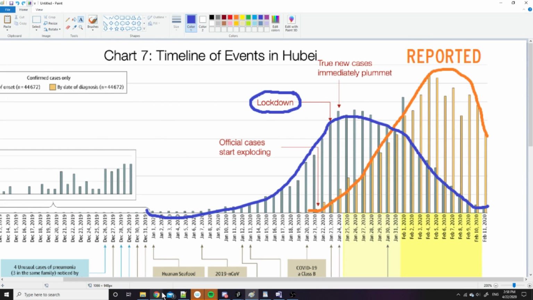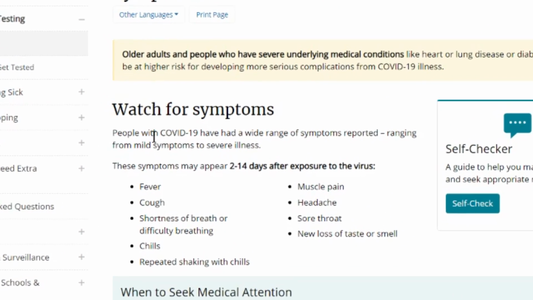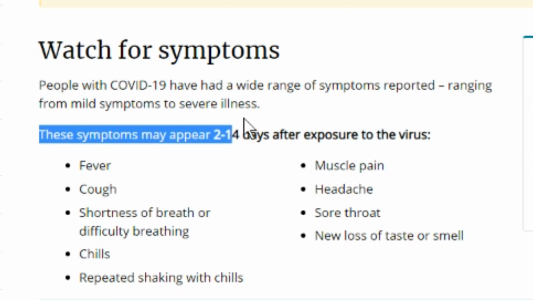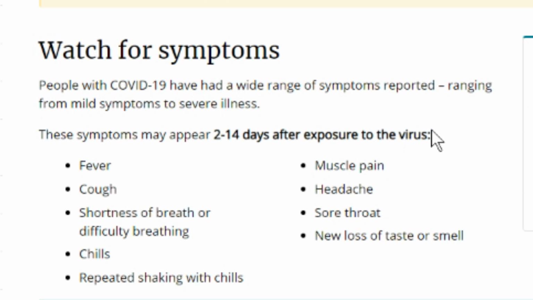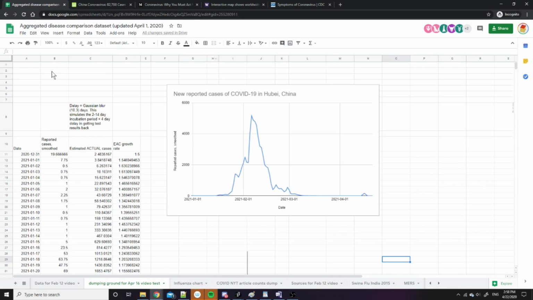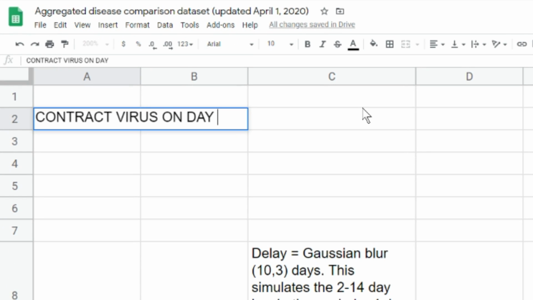So let's get started. If we head to the CDC's website, we can see that symptoms for COVID-19 typically appear after 2 to 14 days, which means our incubation period is 2 to 14 days. So on our spreadsheet, let's say contract virus on day 0.